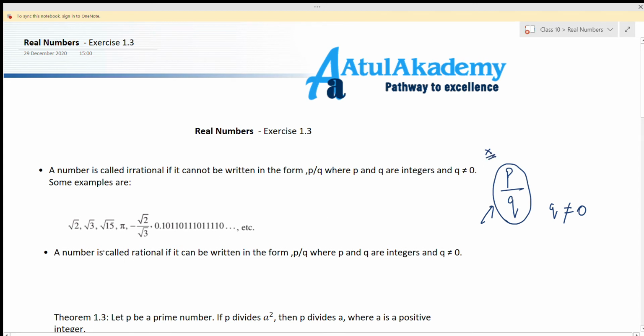Examples of a few irrational numbers are root 2, root 3, root 15, pi. Pi is also an irrational number, and a non-terminating decimal which is non-repeating is an irrational number. Again, a rational number is a number which can be represented in the form of p by q, where q is not equal to 0, and p and q are integers.